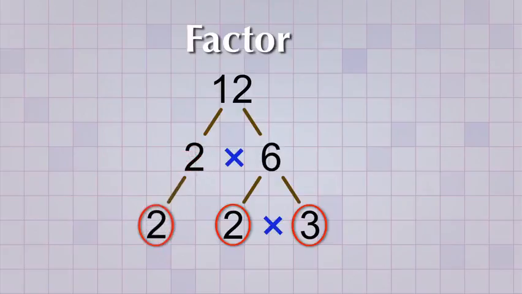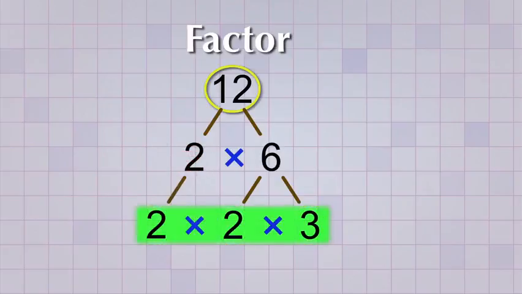And if we bring down that 2 that we had from the first factoring step, we can see that the prime factorization of 12 is 2 times 2 times 3.